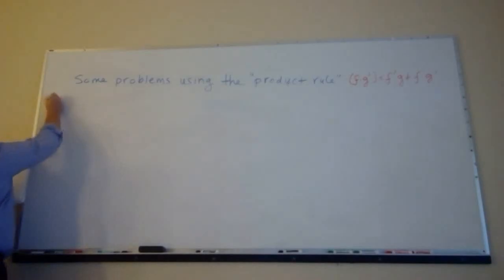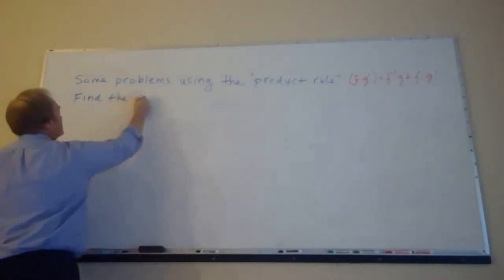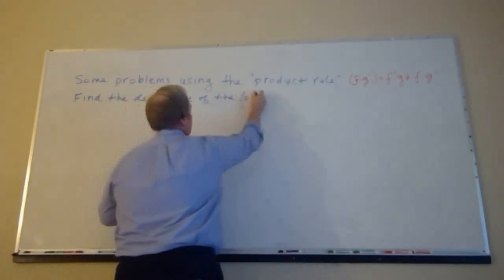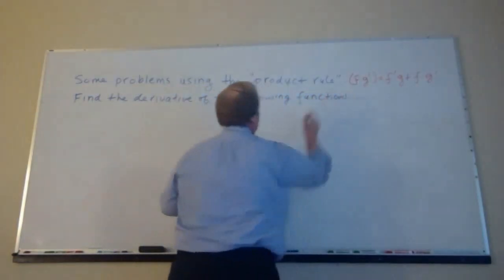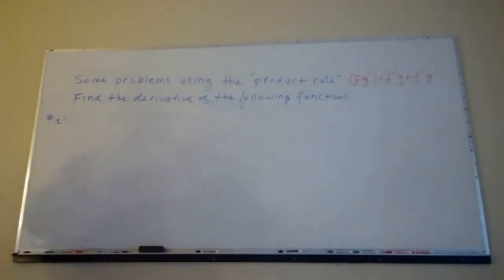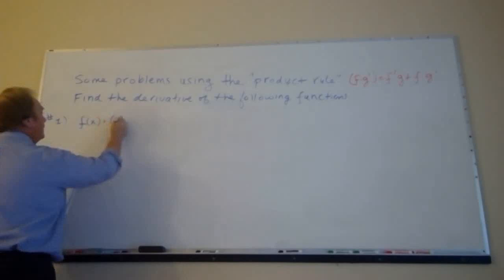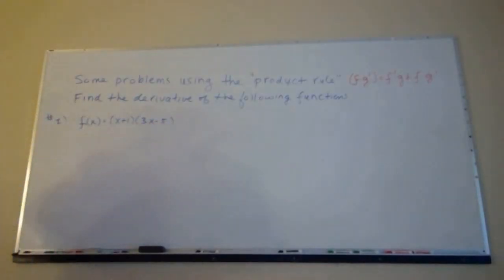Okay, so let's look at the first one. So for all of these, we're going to find the derivative of the following functions. Okay, so for the first one, I'm going to define some function f of x as x plus 1 times 3x minus 5. And let's use our quotient rule, okay?